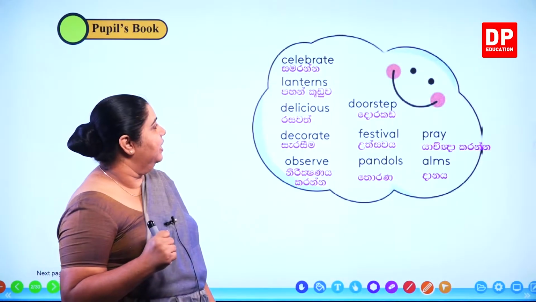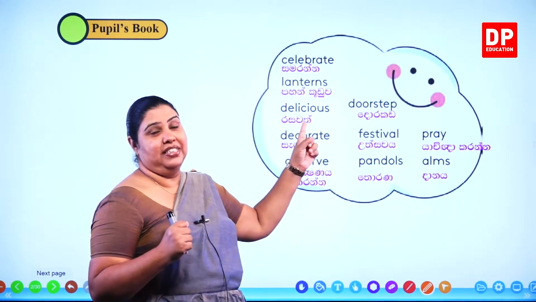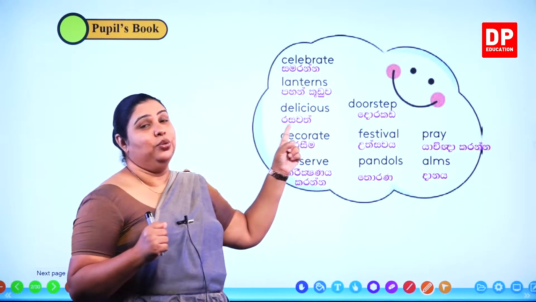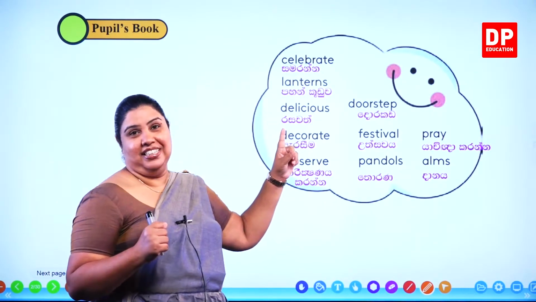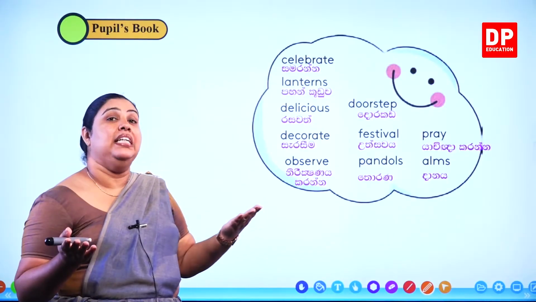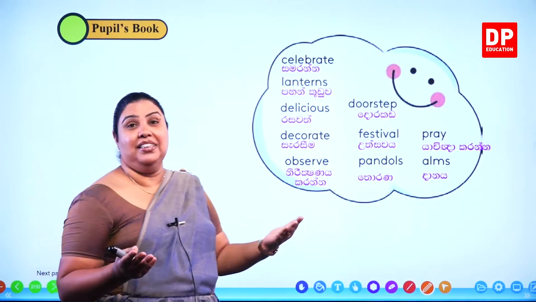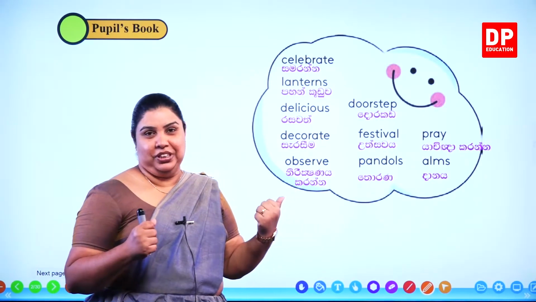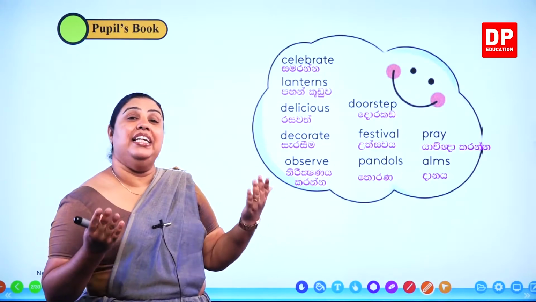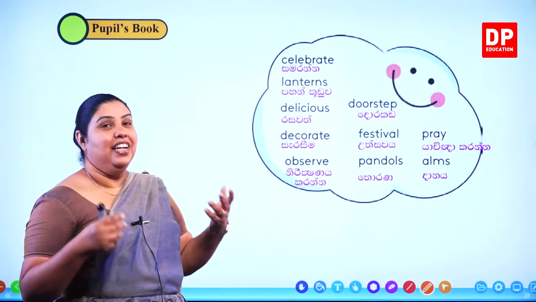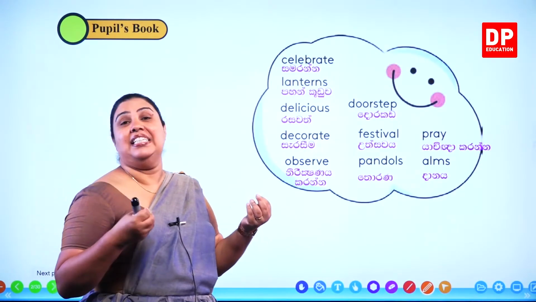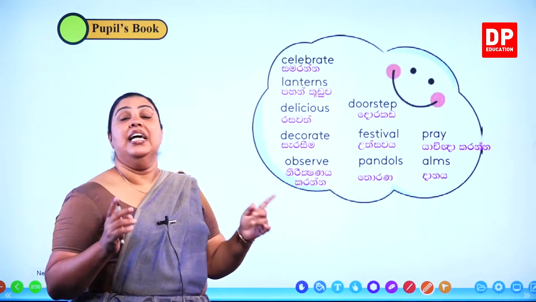Then we have the word delicious. Delicious. Look at the word delicious. What is the meaning of the word delicious? The food is delicious. We taste it. So we say the food is delicious.